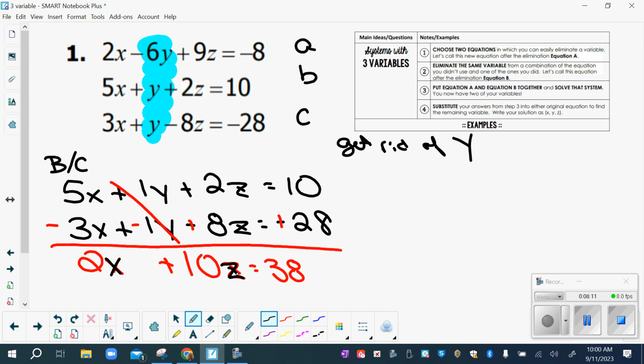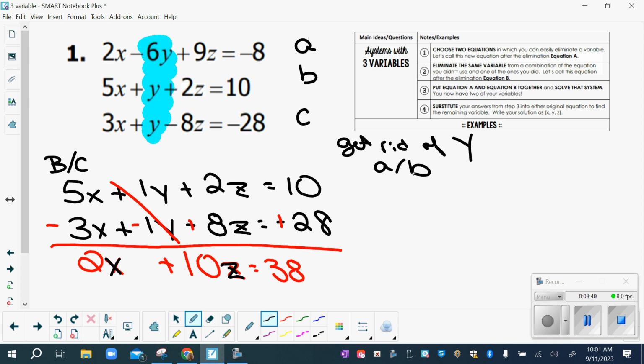Now I need to do that again, but I need to pick 2 different lines to do it with, right? I need to pick 2 different equations. I can't use B and C again. I already used them. So now I need to either use A and C or A and B. It totally doesn't matter. But you know what I'm going to do? I think I'm going to use A and B, right? That's just what I'm going to pick. Could you have picked A and C? Would it still work? Absolutely. But I'm going to use A and B. Why not?